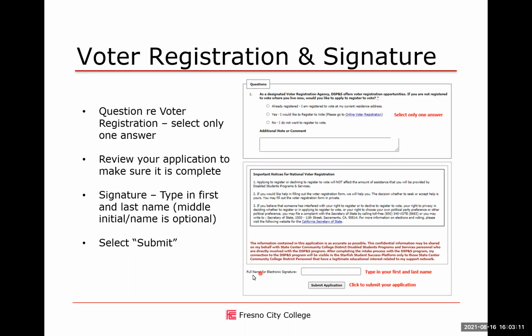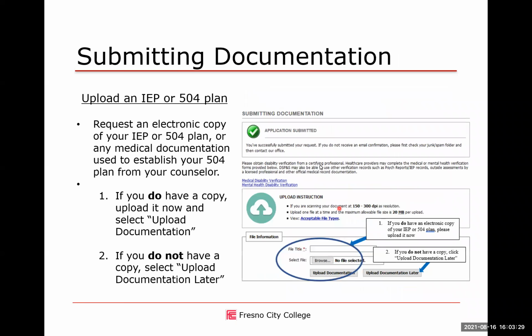You're then going to skip down to the bottom of the application. This is where it is asking for your first and last name. Type those in. That's how you're going to sign this application. And then click Submit Application. That will bring up the Submitting Documentation page.